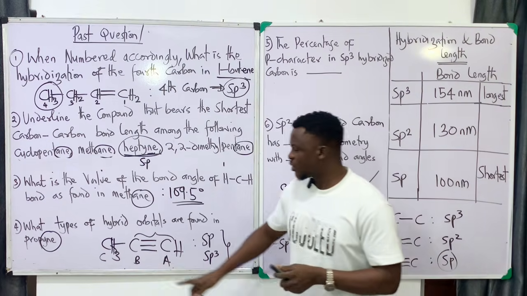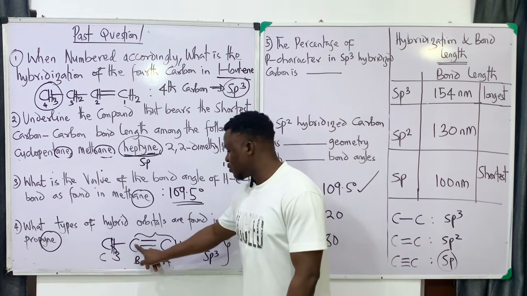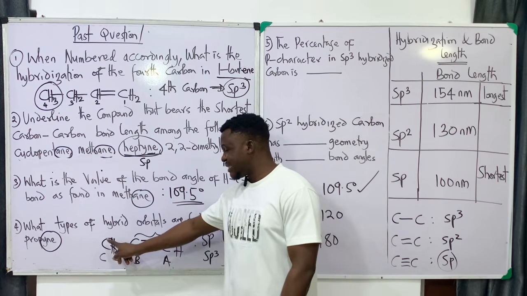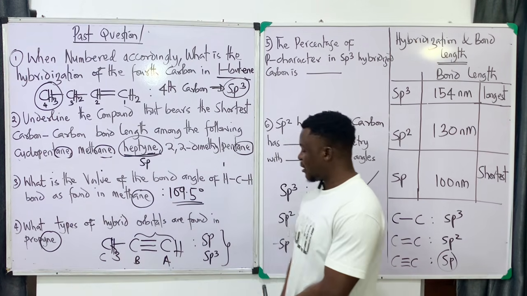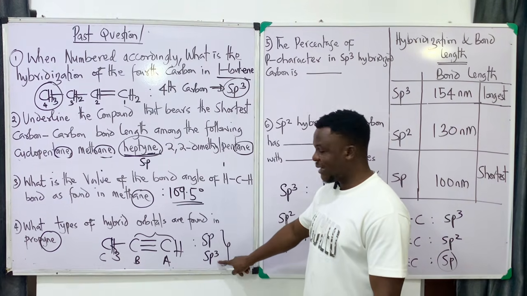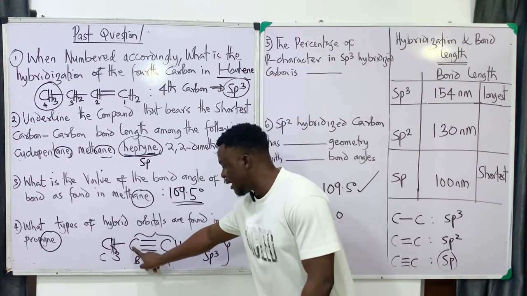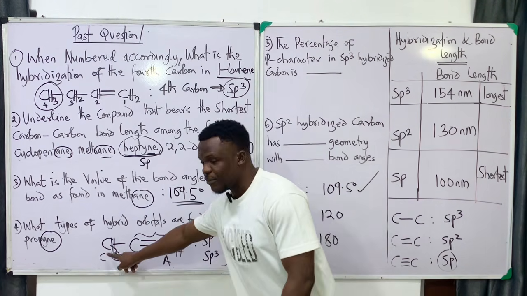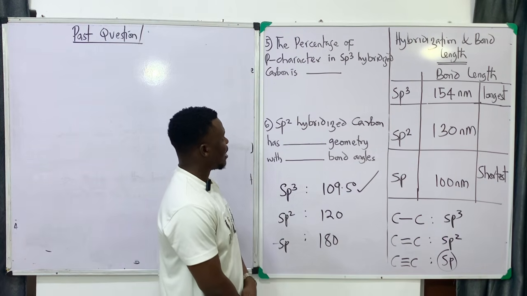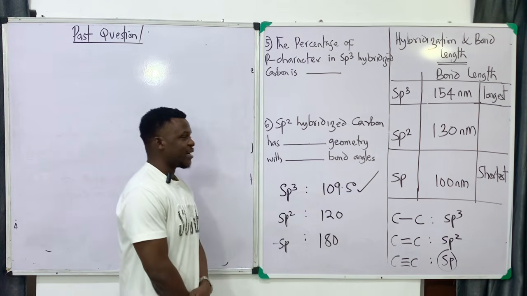and sp will have a carbon that has a triple bond. So in this compound here, we have 2 carbons with a triple bond, carbon A and carbon B, and we have a carbon with a single bond, that is carbon C. So that boils down to us having 2 types of hybrid orbitals, sp and sp3: sp for carbon A and B, and sp3 for carbon C. Alright? The next question says, what is the percentage of p character in sp3 hybridized carbon?